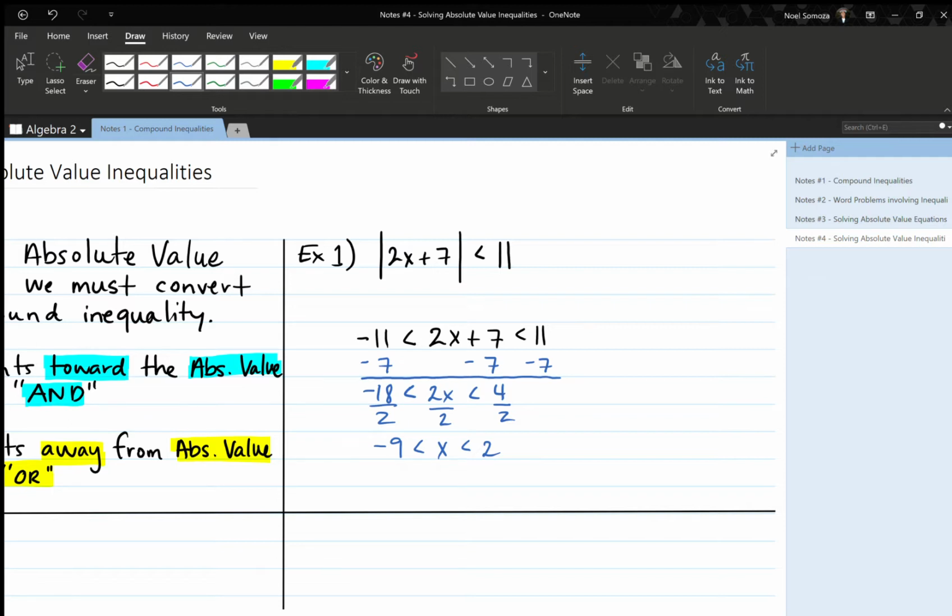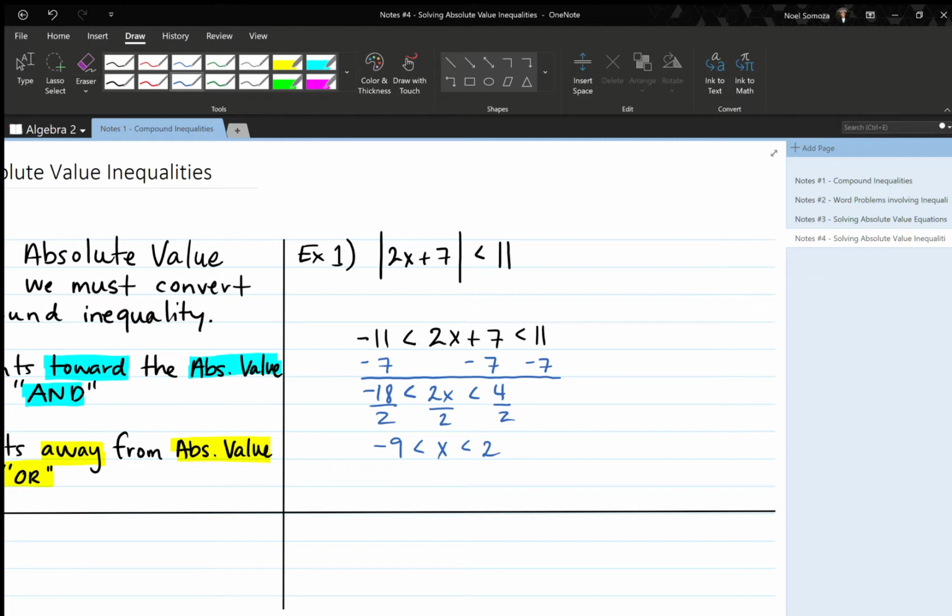It means that if I pick an x value that is anywhere between negative 9 and 2, but not including negative 9 or 2. So for example, let's say 1. If I pick 1 and I plug it in for x, well, that gives me 2 times 1 is 2, plus 7, that's 9. The absolute value of 9, is that less than 11?